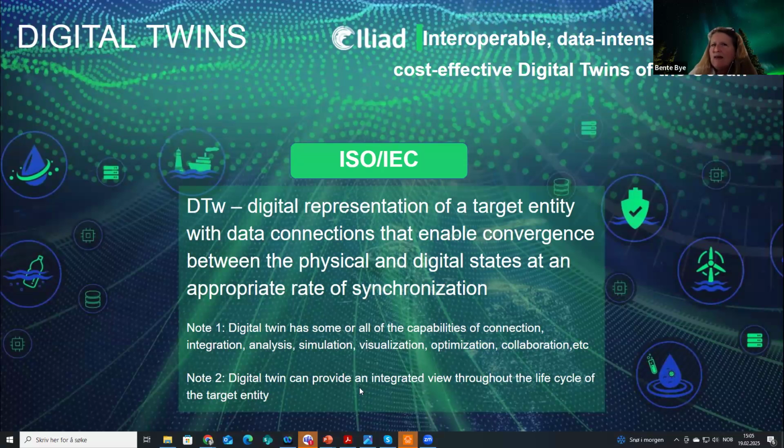I would like to add that in Iliad, we are very concerned about interoperability, not only within the twins, but also between twins, and the fact that they are data intensive and cost effective digital twins. And one of the technical things that we are going to discuss today is portability, which of course contributes to the cost effective part of the way we in Iliad are looking at digital twins.